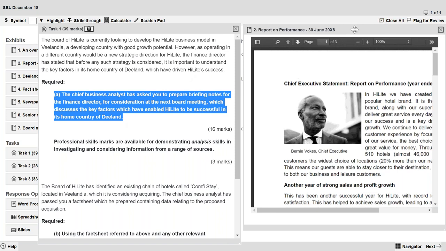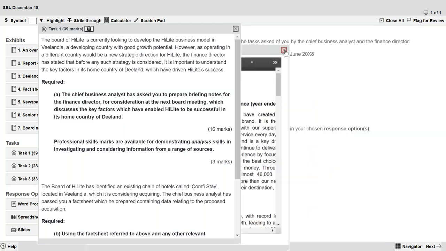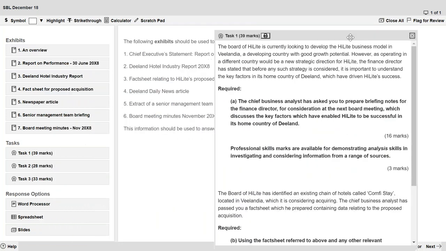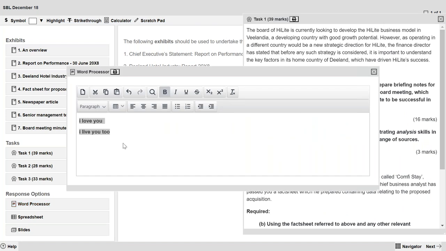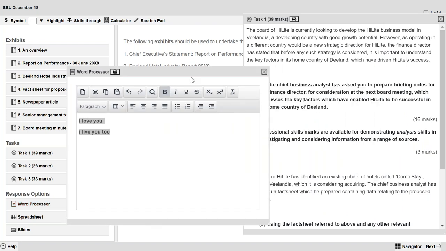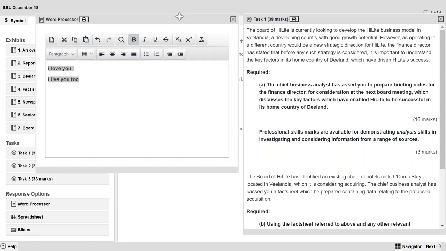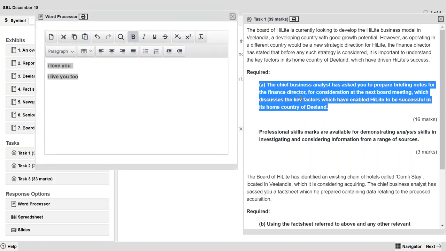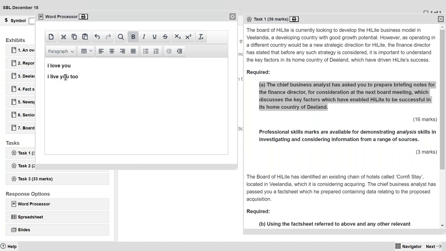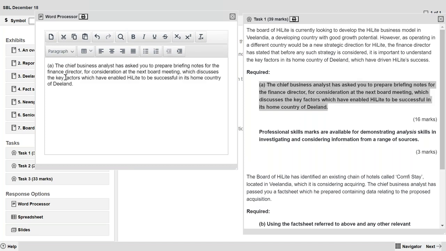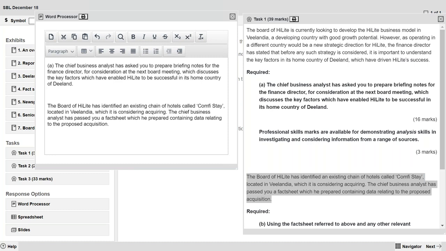Or I can also close this exhibit and I can take it here and I can open the word processor. I will resize it and I can just place it here and I can copy paste. I select this paragraph, I do Control C, I do Control V, and you can easily copy paste stuff from one window to other window.